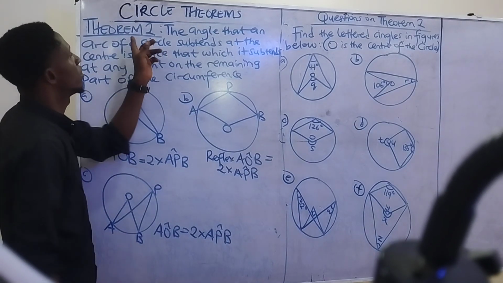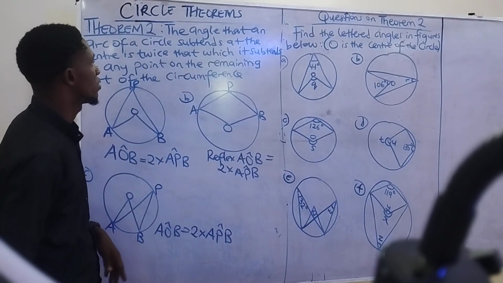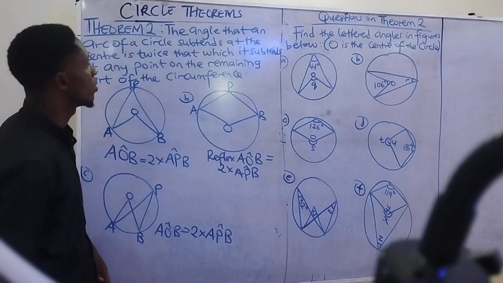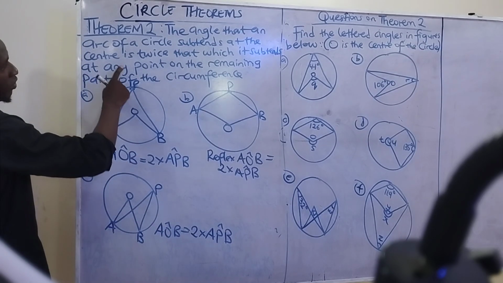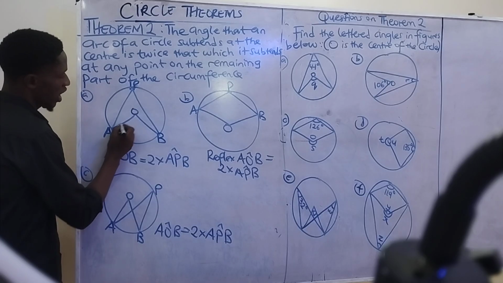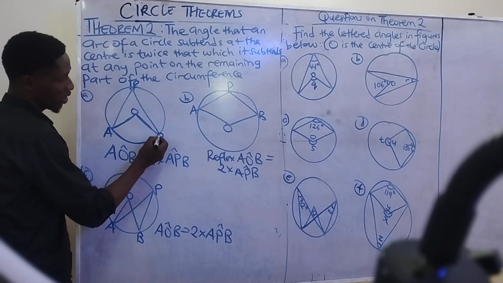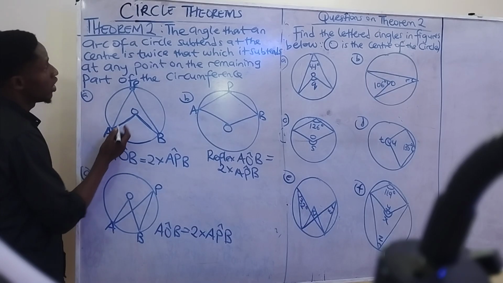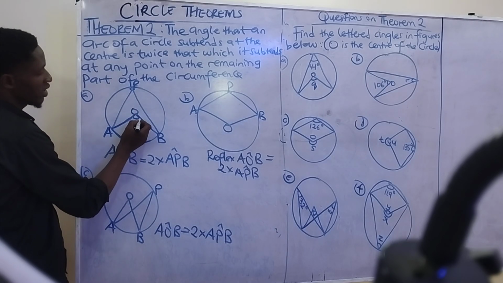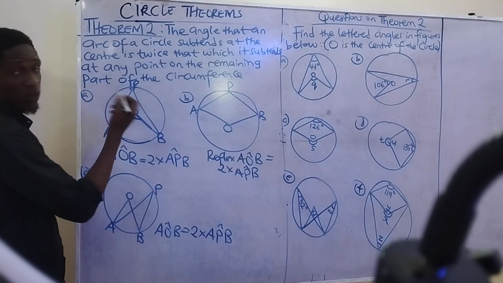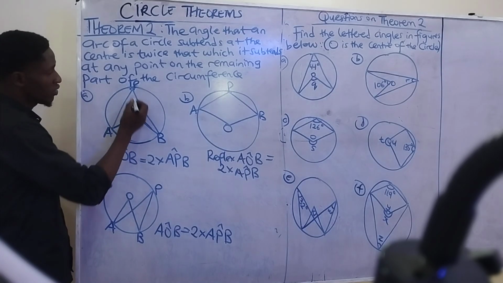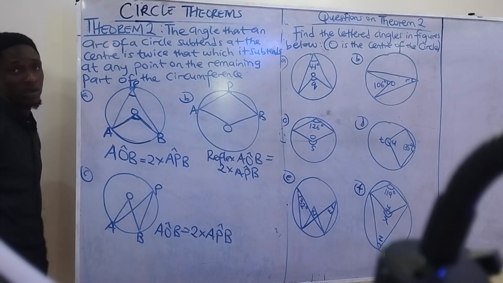Okay, we have theory 2 of this circle theory, and it says that the angle that an arc of a circle, this is an arc. An arc is a part of a circumference. So the arc is from here to here, is a part of a circumference, which an arc will subtend at this center is twice. So any angle here is equal to 2 times this angle here.